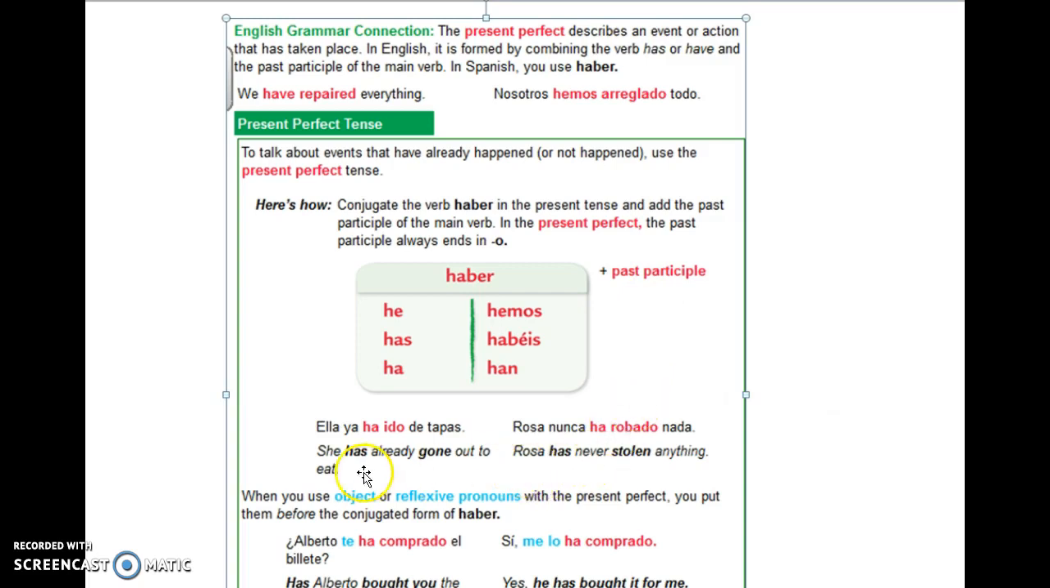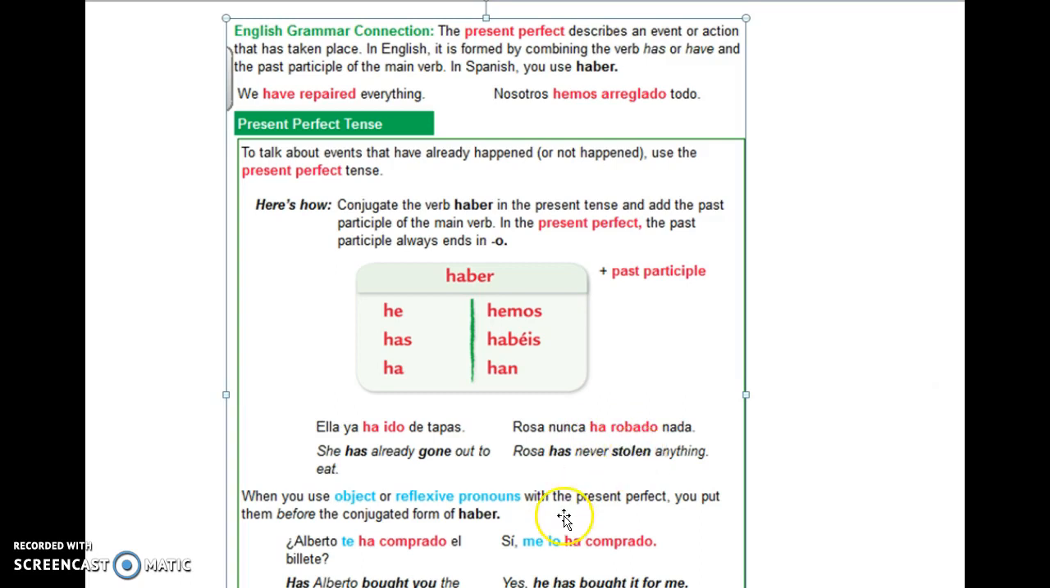Here's an example. Ella ya ha ido de tapas. She has already gone out to eat tapas. Or Rosa nunca ha robado nada. She has never stolen anything. Nunca ha robado. Never has stolen.